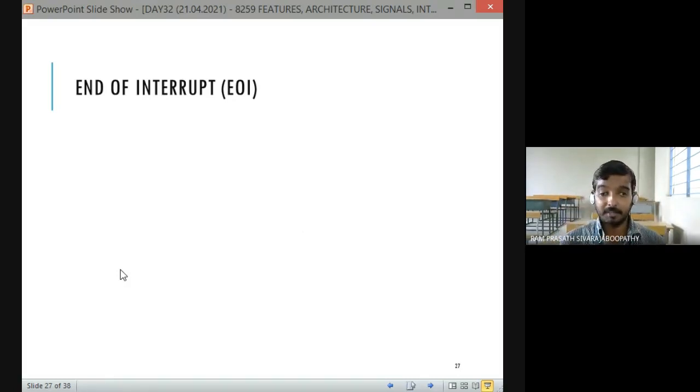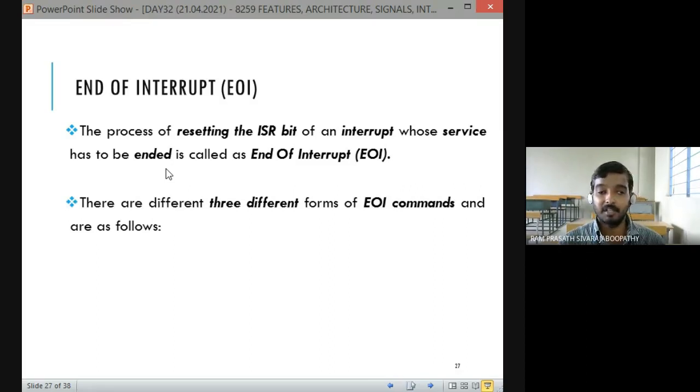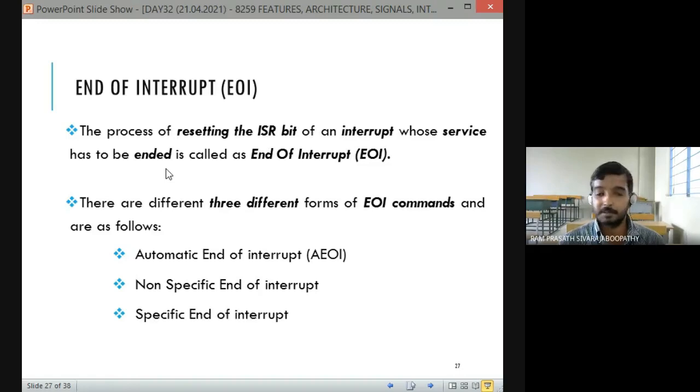See, end of interrupt command நம்ம கொடுத்தா மீனிங் என்ன? ISR bit கிளியர் பண்ண போறோம். எந்த interruptக்கான சர்வீஸ் நமக்கு நடக்குதோ அதனுடைய ISR bit நம்ம கிளியர் பண்ண போறோம். That's the meaning for it. Okay, so the process of resetting the ISR bit of an interrupt whose service has to be ended. எந்த interruptோட சர்வீஸை நம்ம end பண்ணணுமோ அதனுடைய ISR bit கிளியர் பண்ற ப்ராசஸ் பேர் தான் என்னது? End of interrupt. Okay, there are 3 types of end of interrupt command. என்னென்னு பார்த்தீங்கன்னா automatic end of interrupt, non-specific EOI, specific EOI.